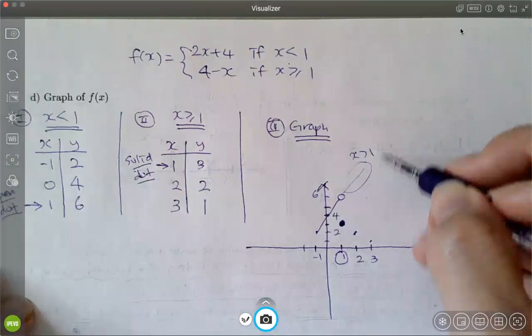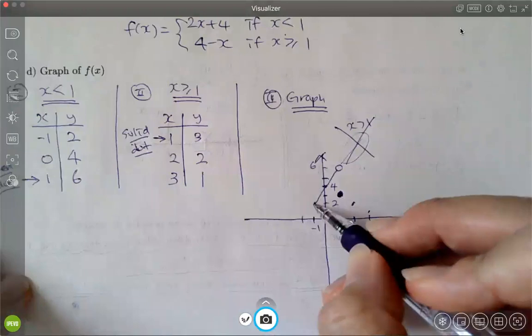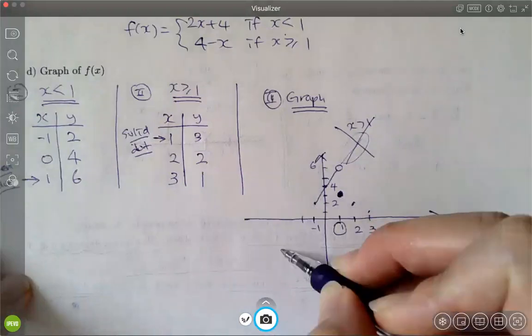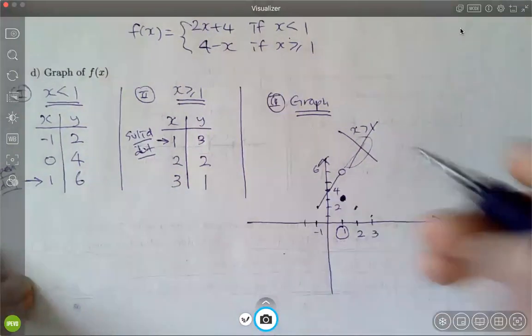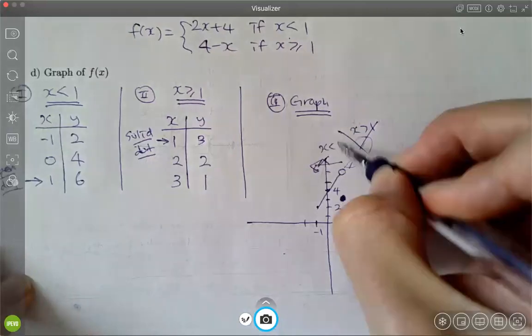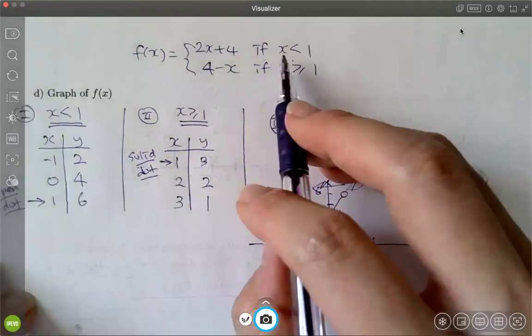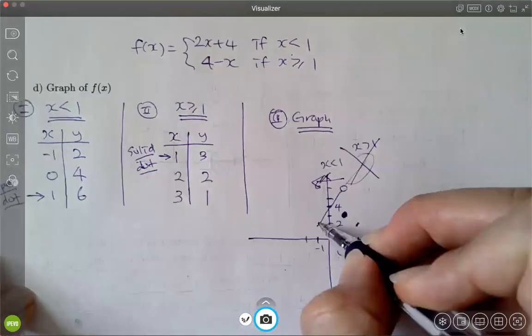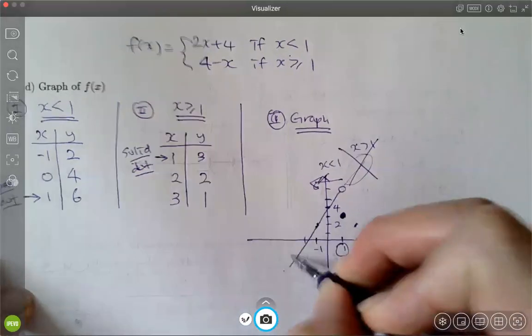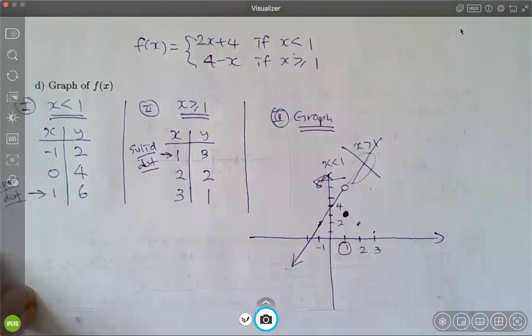Okay, so that's false. Now, do we extend our graph after that point? Like this? And the answer is yes. And what's the reason? Because this portion here on the left side of 1 is anything less than 1, right? And remember, 2x plus 4 is valid only when anything is less than 1. So, of course, we have to extend our line like this. Okay, so it's kind of the portion of the line. Okay, it's like the chopped off line. Okay, so that is the first graph.